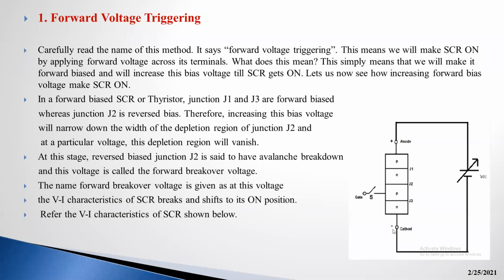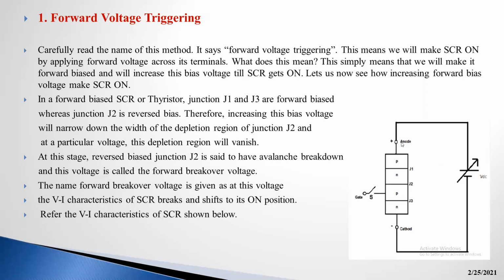So what will happen here when anode is positive and cathode is negative? The junctions J1 and J3 are already in forward bias condition. The junction J2 is in reverse bias condition. Already we know junctions J1, J3 are forward biased, and junction J2 is reverse biased. How they are formed, we have already seen in the last lecture in the VI characteristics of SCR.